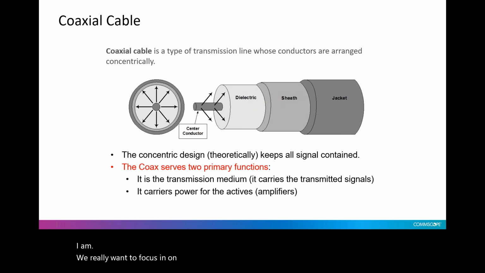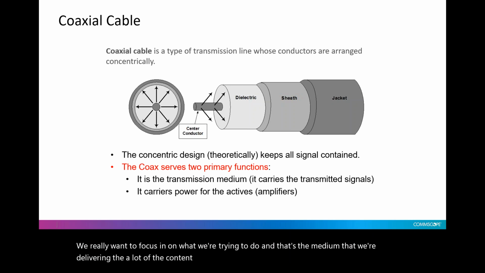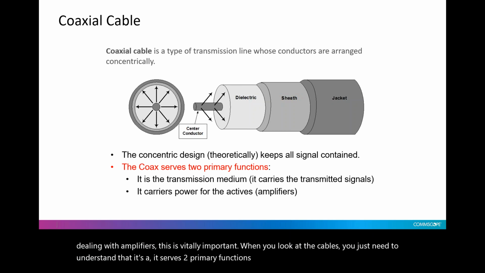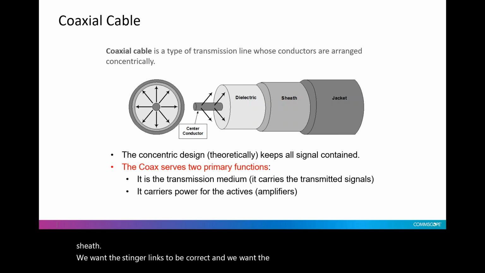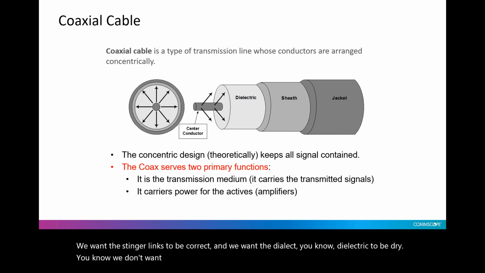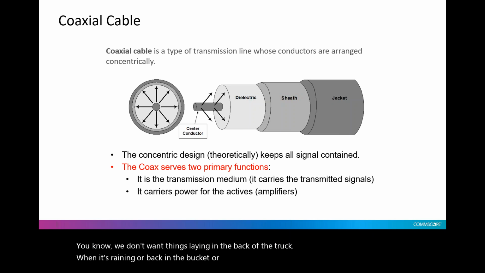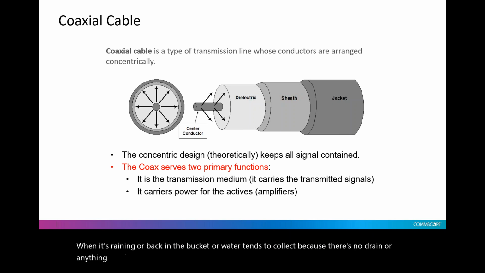We want to focus in on what we're trying to do, and that's the medium that we're delivering a lot of the content through, which is the coaxial cable. Because we're dealing with amplifiers, this is vitally important. When you look at the cables, you just need to understand that it serves two primary functions, which is transmission of the signals, and it also carries the power. So we don't want any kinks. We don't want anything to happen to the sheath. We want the stinger lengths to be correct, and we want the dielectric to be dry. We don't want things laying in the back of the truck when it's raining, or back in the bucket where water tends to collect because there's no drain or anything in the back.